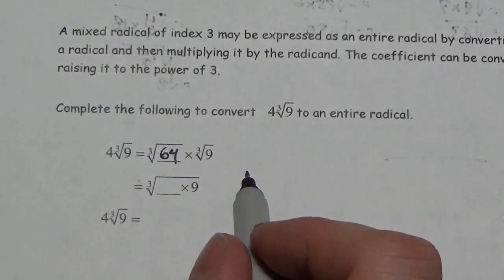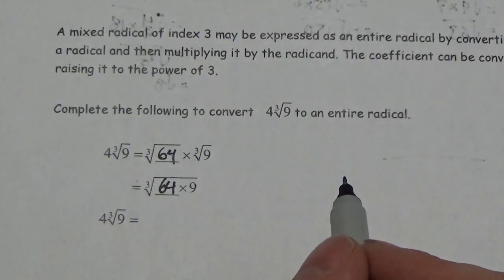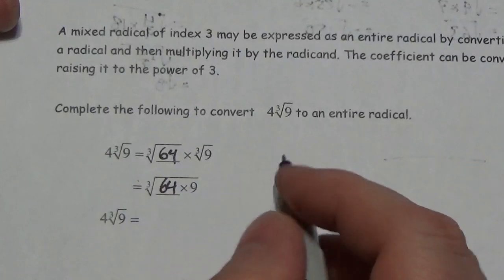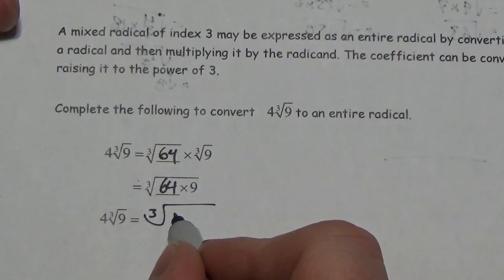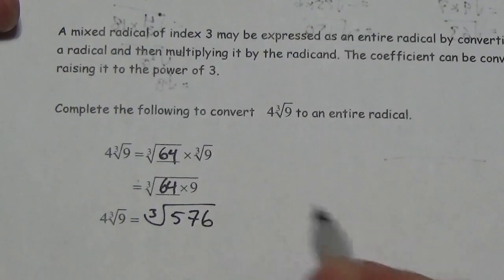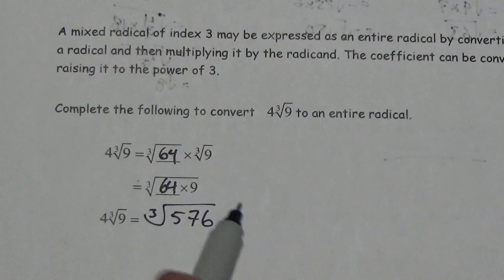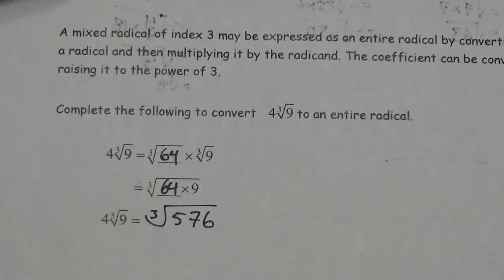Okay? And so now this becomes the cube root overall of 64 times 9. And that number right there is going to be 576. So this is equal to the cube root of 576. It's basically the same work. It's just that now, instead of squaring it to get it underneath there, I got to cube it to get it underneath that radical.